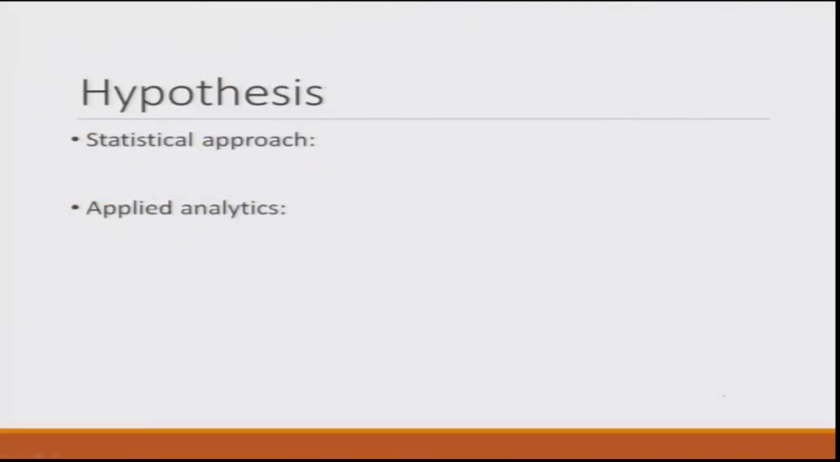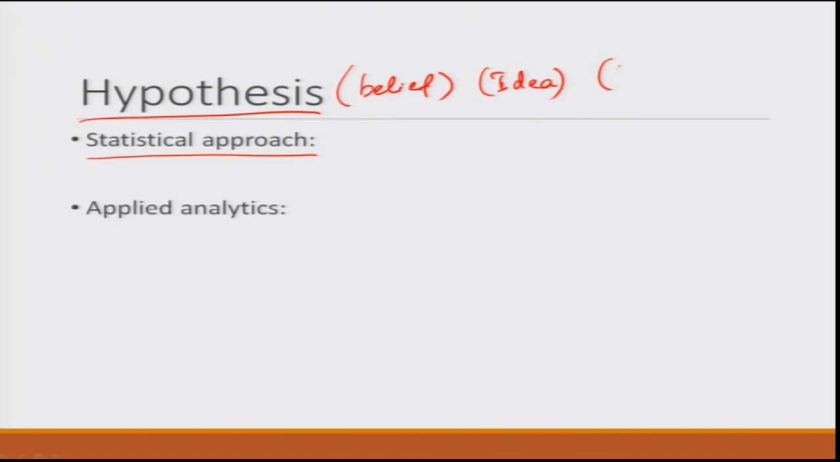And now we talk about the last part, which is called the hypothesis, which is also an important aspect of this. Some people call this in simple ways a belief. Some people call this an idea. Some people call this a hunch. It doesn't matter what you call it. But in statistics, the hypothesis is considered an assumption.